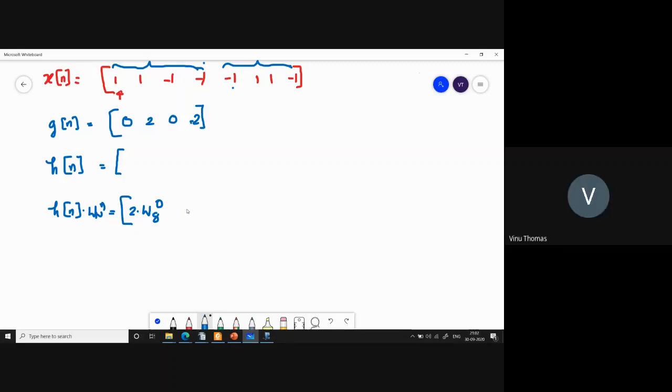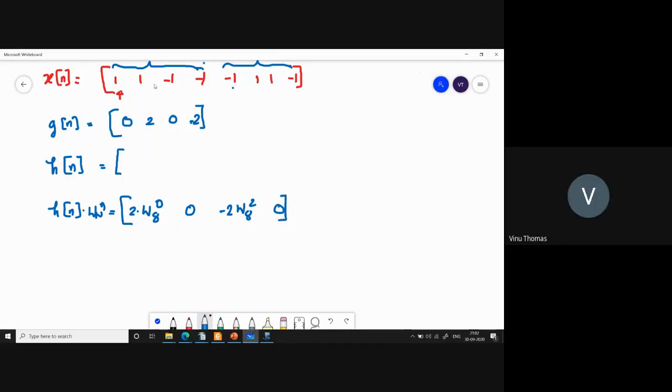What is the next sample? That is 0. Next sample will be 0. What would be the next one? Minus 1 minus 2, so minus 2 into W8 raised to 2. And what about the last one? That would be again 0.